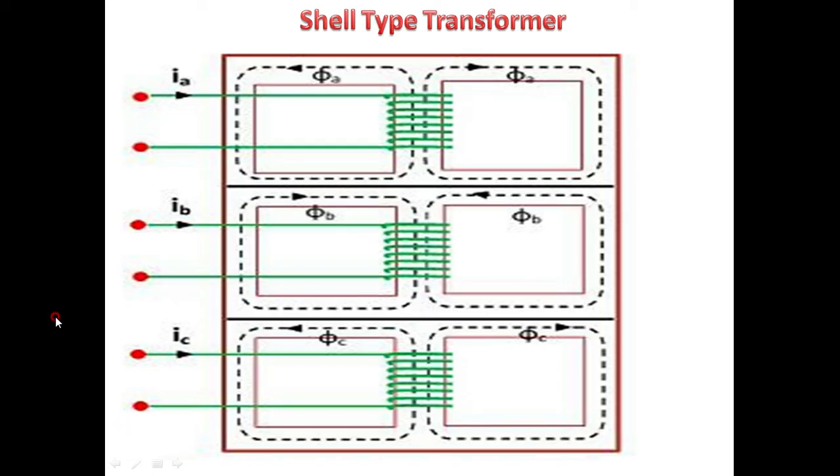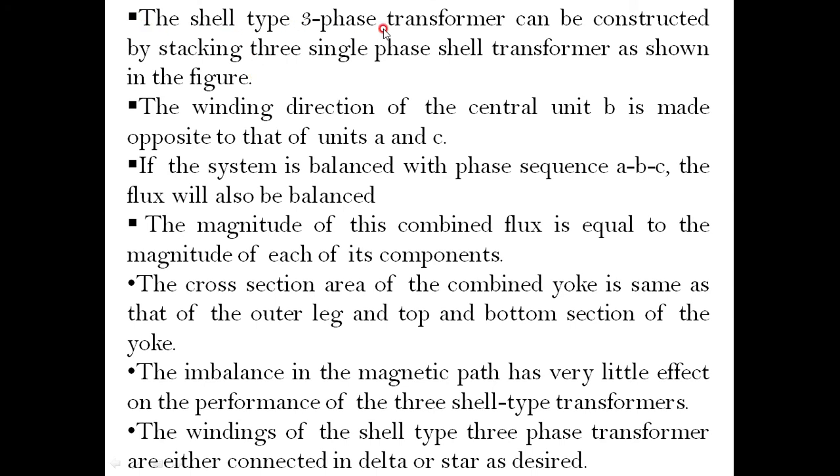Then, in the shell type of transformer, both the primary and secondary of each phase are wound on a common central limb, and the other 2 limbs act as a return path. That is, the shell type 3-phase transformer can be constructed by stacking 3 single-phase shell transformers as shown in the figure. The winding direction of this central unit B is made opposite to that of units A and C.